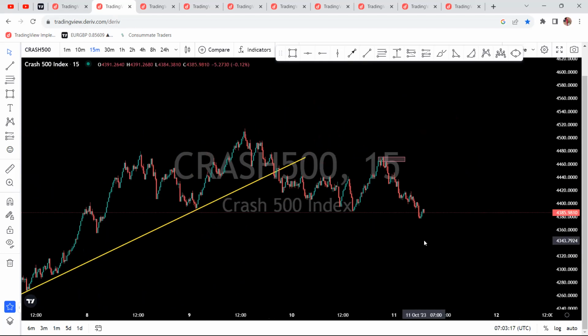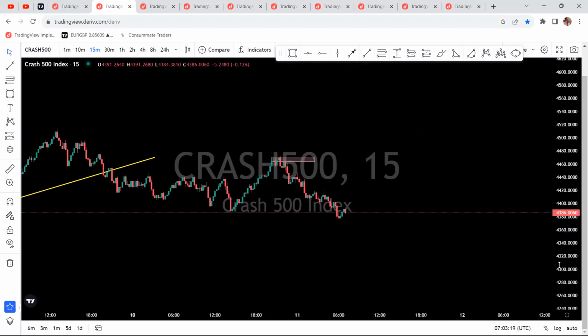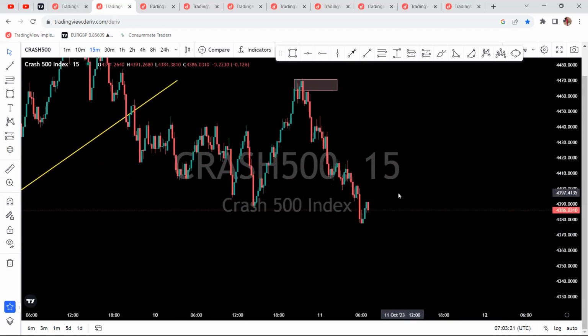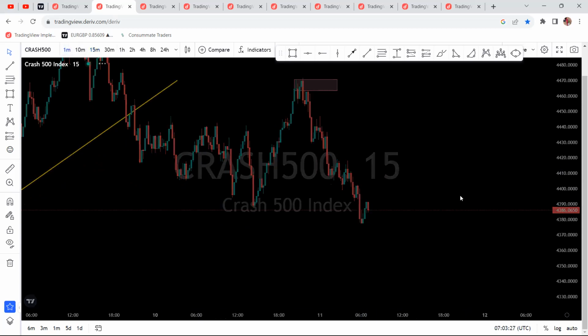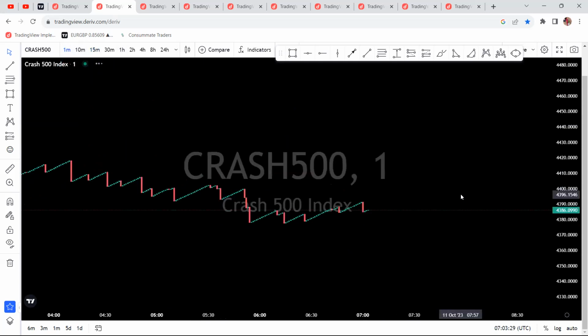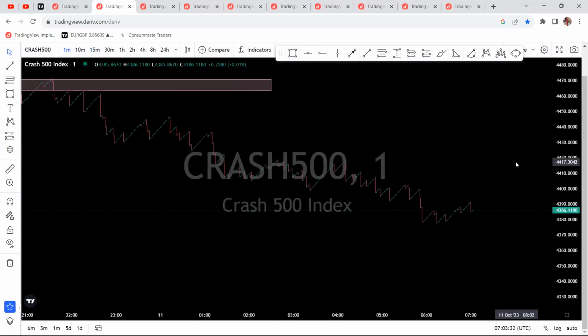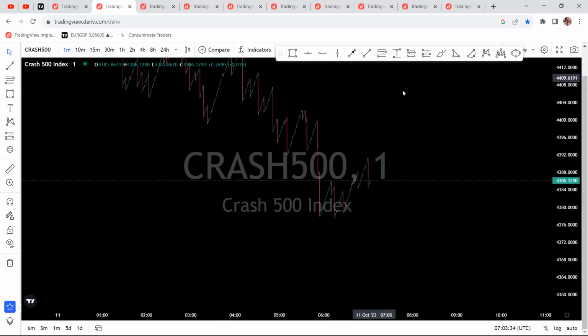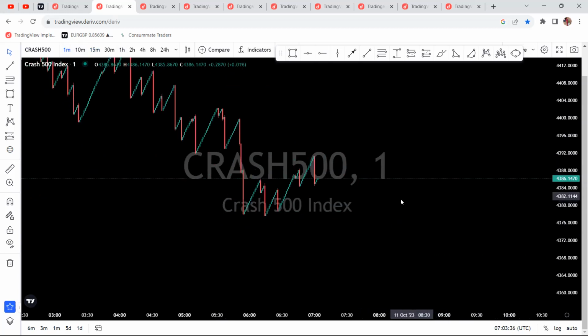So what next? At this moment, it's still going down. So what I advise is if you can see a structure on a smaller time frame, let me put it on 1 minute. If I see a structure and it breaks that structure, I will sell. So let's look at this. What are we seeing here?